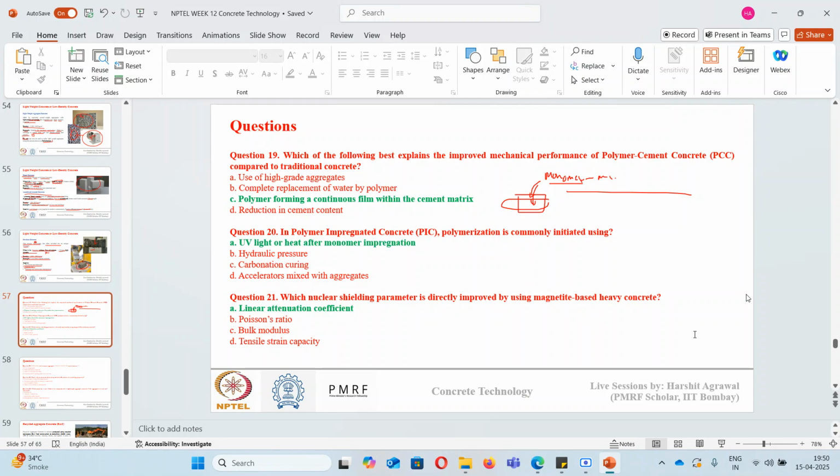Okay, so when we use heavy concrete like magnetite, it causes more attenuation in the signal, and that is why it is used for nuclear shielding. So attenuation is the loss in the strength of the signal, which is possible because of the heavy aggregates that we are using, which are able to absorb the radiation.